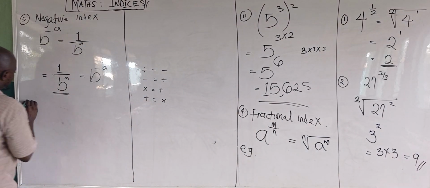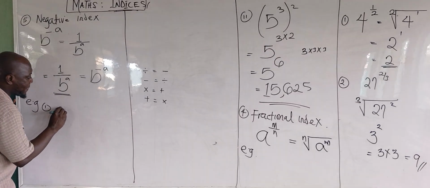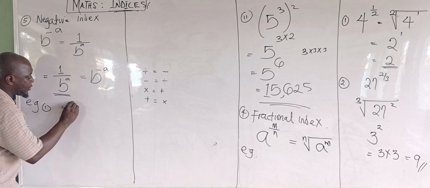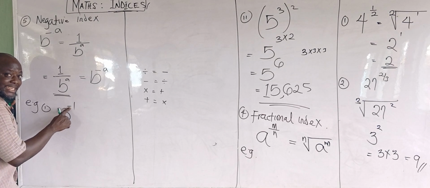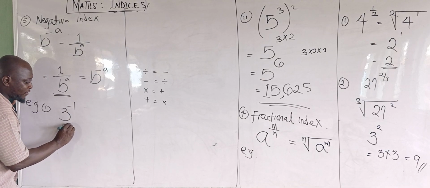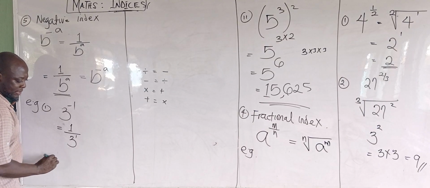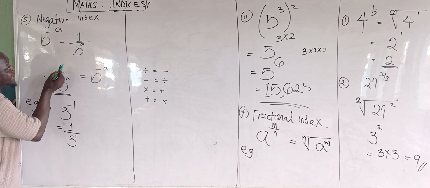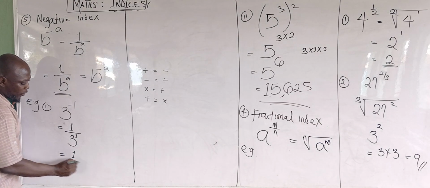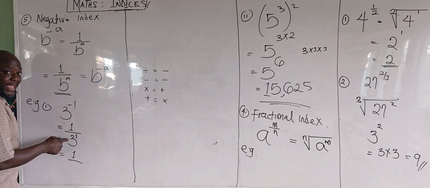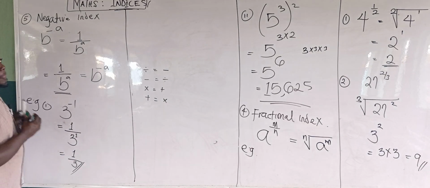So example to this. Example 1. If I have 3 raised to the power of minus 1, watch this. What do I know? I'm changing my minus to divide. So I'm going to have 1 all over 3 raised to the power of 1, because this A is what is standing as this 1. So what does that mean? It becomes 1 over 3. I told you that any base raised to the power of 1 is the base back. My final answer becomes this.